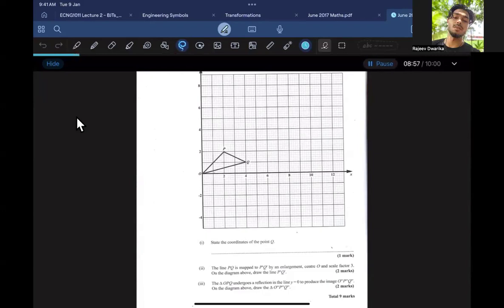Yeah, let me see how much of all you could figure this out. So the line PQ is mapped to P prime Q prime by an enlargement, center O and scale factor 3. And yours should be able to do part 3 because of a reflection.